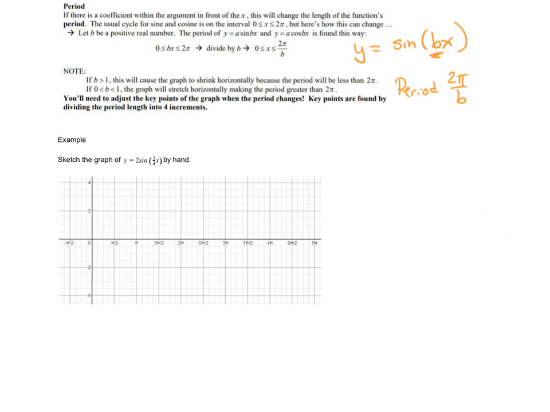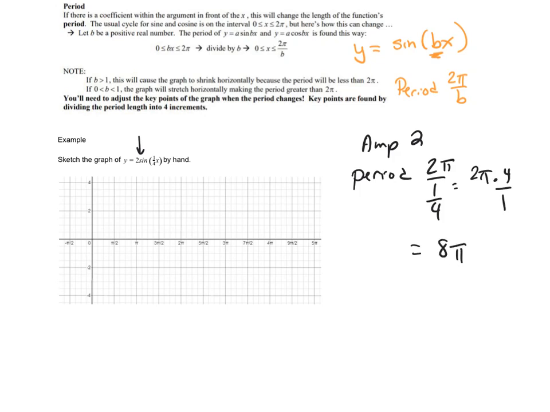So if I'm graphing this, I know the amplitude is 2, because that's the number in front. It is not flipped, and the period is going to be 2 pi divided by 1/4. Now remember, when you're dividing by a fraction, you're going to flip and multiply. So it's 2 pi times 4/1, which is 8 pi.